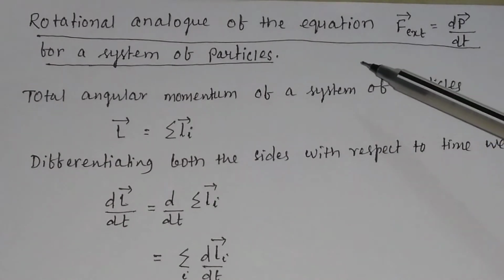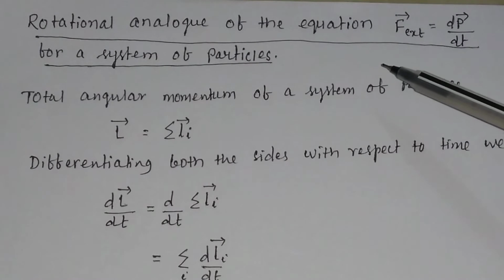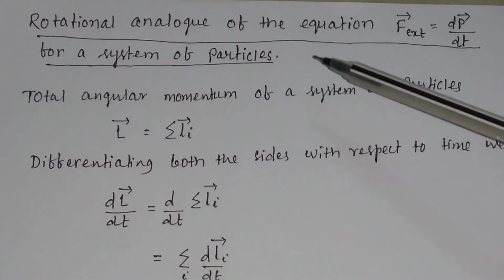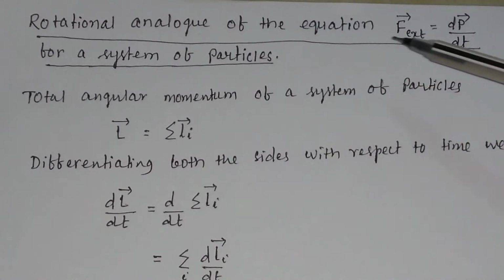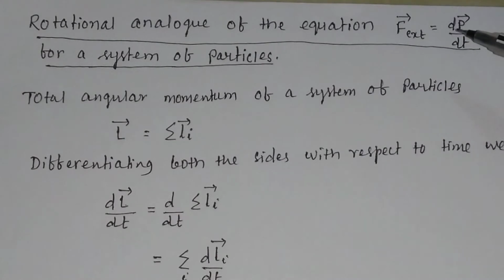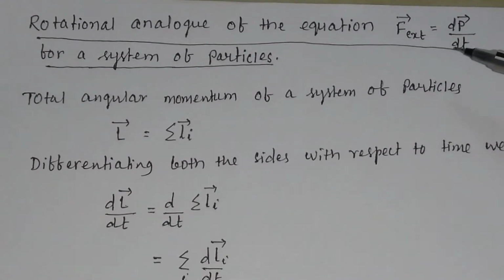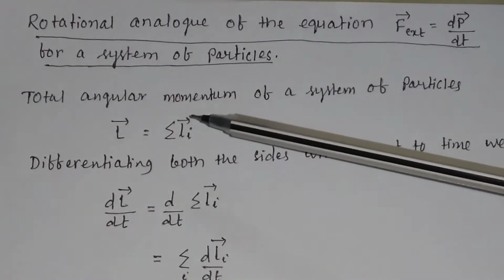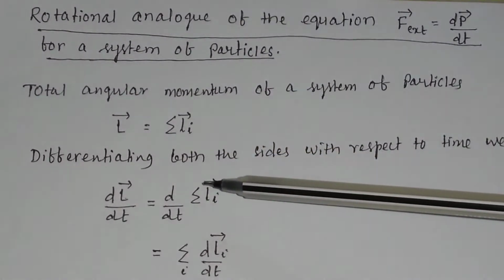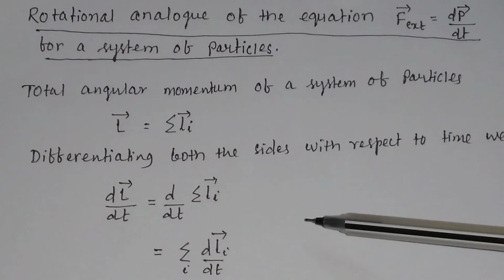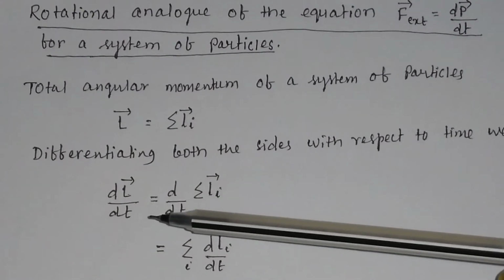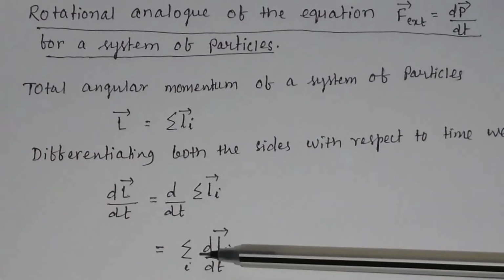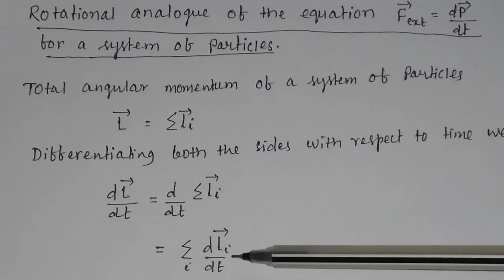In linear motion we write Newton's second law as F external equals dp by dt for a system of particles. But what will be the rotational analog of this equation? F external equals dp by dt, that is Newton's second law. Total angular momentum of a system of particles we have defined as L equal to the sum over all Li, and differentiating both sides with respect to time, we get the first derivative of the total angular momentum equal to the first derivative of all Li, that is the sum over i of dLi by dt.